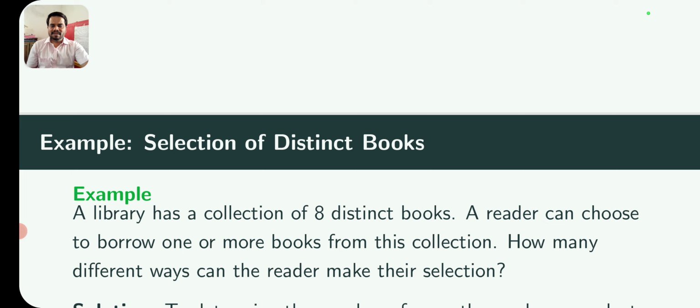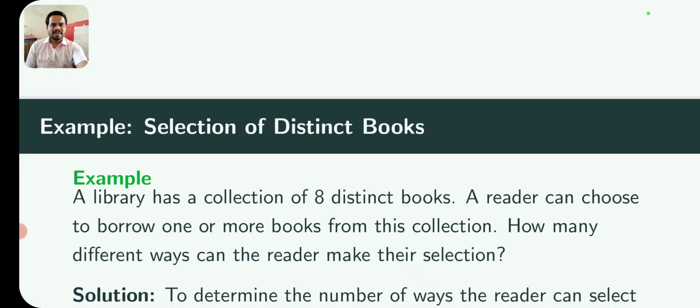A library has a collection of 8 distinct books. A reader can choose to borrow one or more books. That means we have to choose one or more books. So how many ways can the reader make this selection? So this is the question. To determine the number of ways the reader can select one or more books, we consider the total number of subsets that can be formed from 8 distinct books. So the total number of subsets is given here.